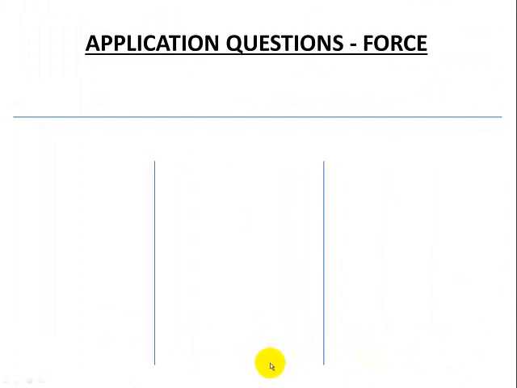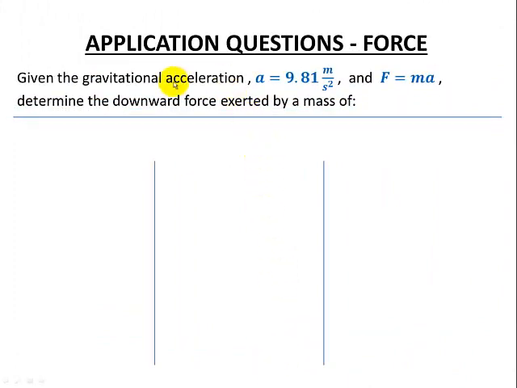Here's some basic application questions. So we're going to give you that the gravitational acceleration of the Earth, little a, is given as 9.81 meters per second squared. Depending on your background, you may have used 9.81, you may have used 9.8. For the purposes of this course, we'll use the constant 9.81. In your other courses, of course, you'll have to ask what constant they want to use. And our formula that we just learned, force is equal to mass times acceleration. And we're going to determine the downward force exerted by the mass of some various objects.